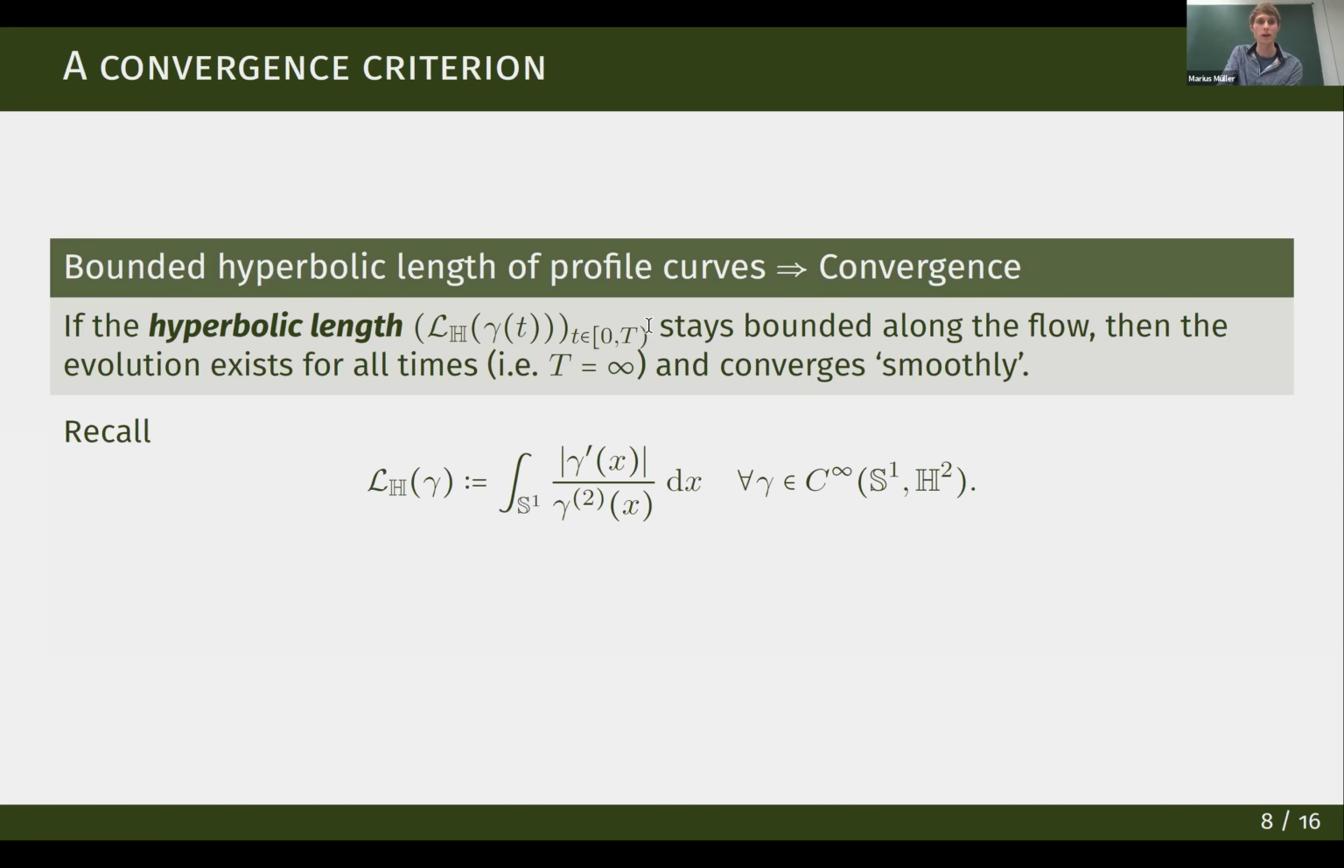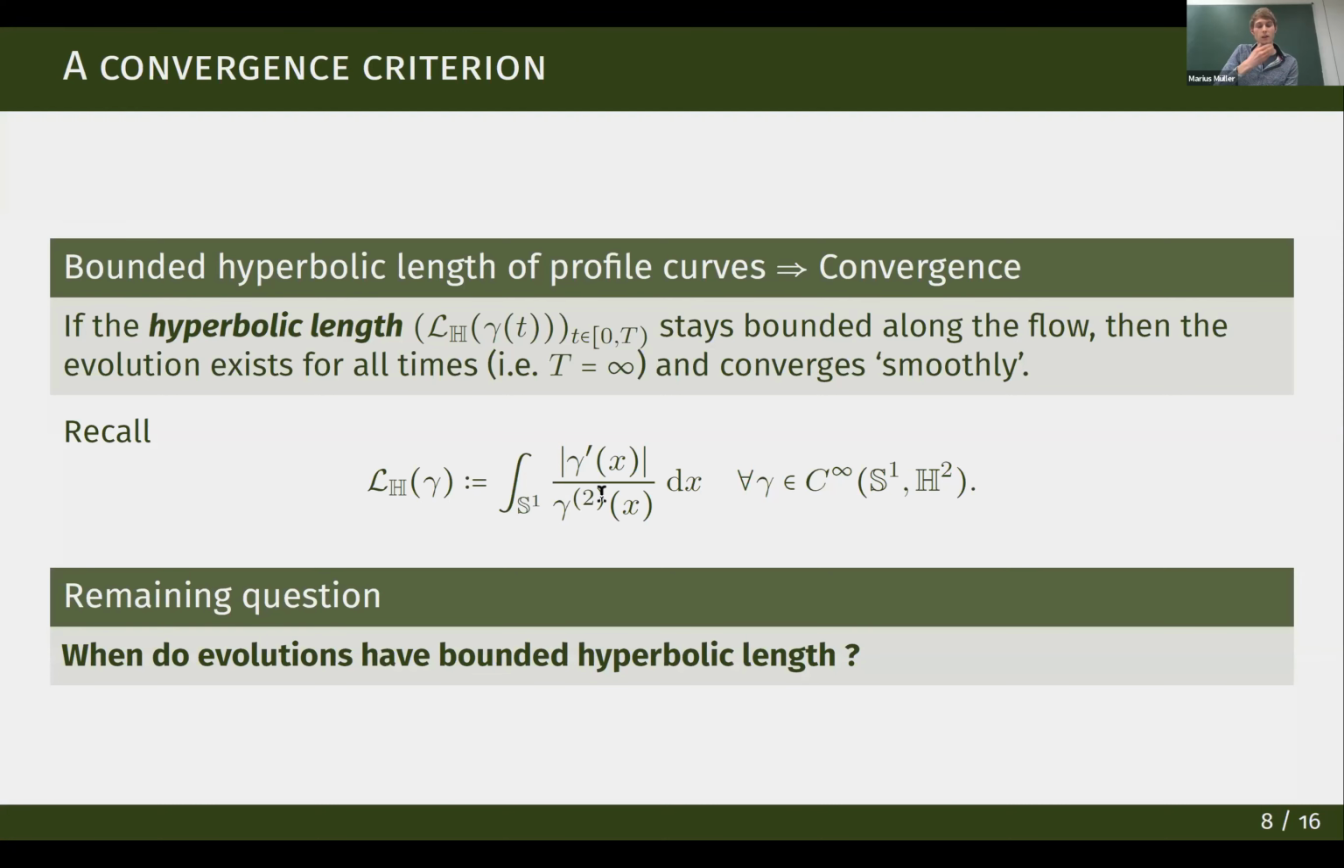And now, let me just mention the hyperbolic length is actually given by this integral. You have this factor of gamma two, which basically makes it scaling invariant. So it's now scaling invariant, and this is the hyperbolic length. If this quantity of the profile curve stays bounded, then the Willmore flow converges.